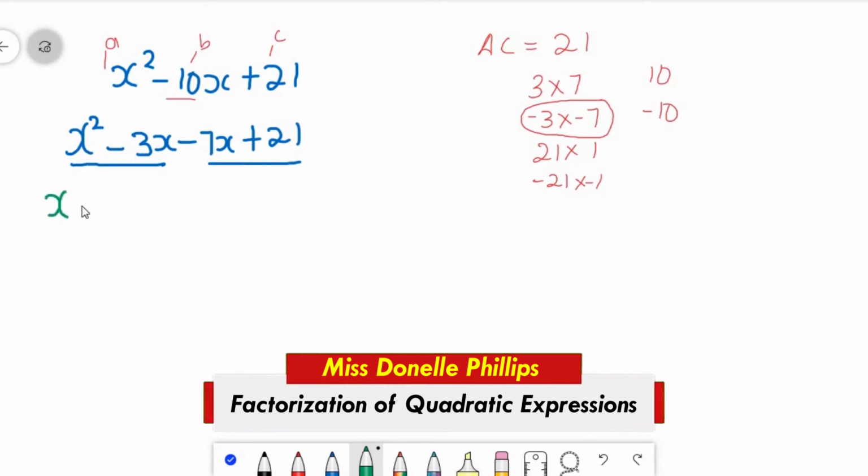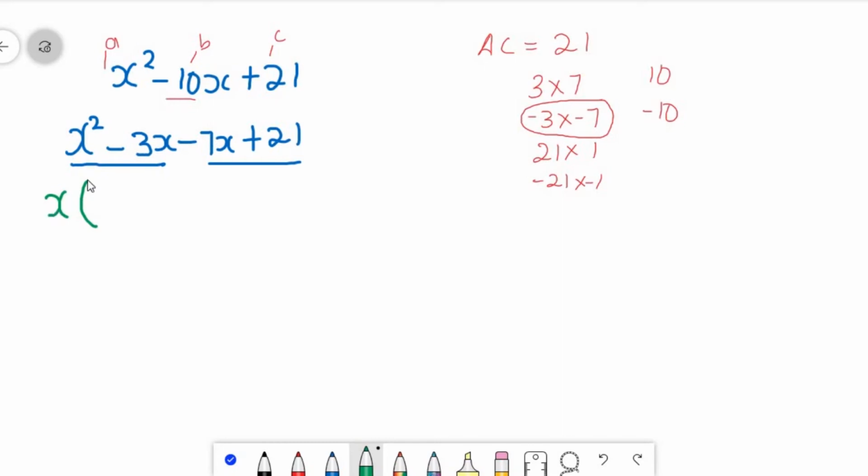So you put the x outside, open bracket. X into x squared is x, and x into negative 3x would be negative 3. Good. Let's focus on the second pair. Negative 7x plus 21. We're going to use the negative 7, open bracket. Negative 7 into negative 7x would just be x. And negative 7 into 21 would be negative 3.